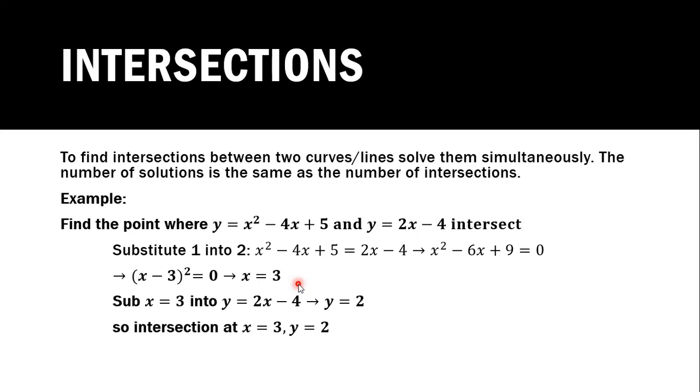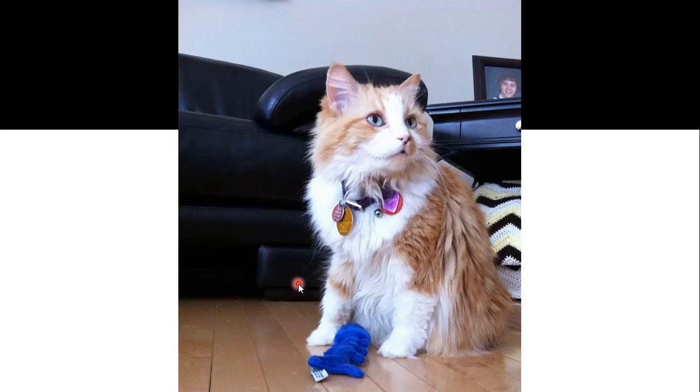If it asks for the coordinates of intersection, you'd write it in brackets. But it just said find the point where, so you can put when x equals 3, y equals 2, they intersect. And there's our final cat.